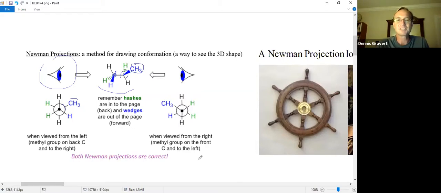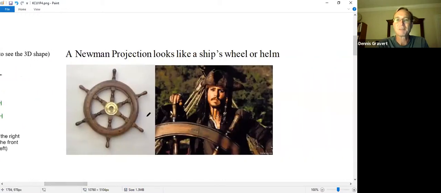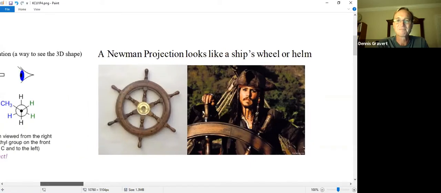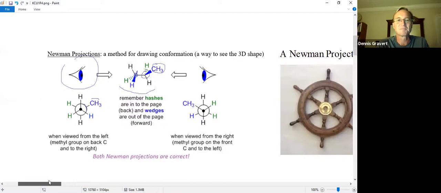And we're going to spin it just like the helm of a ship. Here's Captain Jack Sparrow. This is not an exact representation of a Newman projection, because I don't know where your dot and your circle would be. You don't have all 6 bonds bonding together. But the way this spins is kind of reminiscent of a Newman projection. All right, so I might refer to the helm of the wheel and give it a spin or something like that.